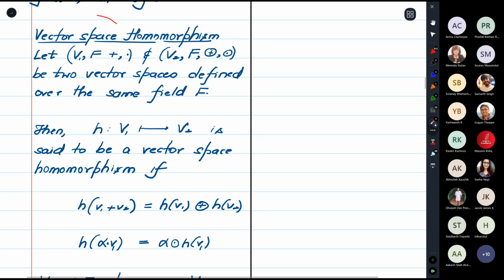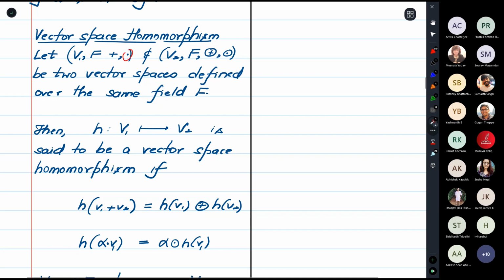Right? So in that spirit, let's discuss vector space homomorphism. In a vector space homomorphism, as in group homomorphism and field homomorphism, we require two vector spaces. The first vector space has the set V1, the field F, and the two operations, plus and multiplication. This is the vector addition, and this is the scalar multiplication operation.